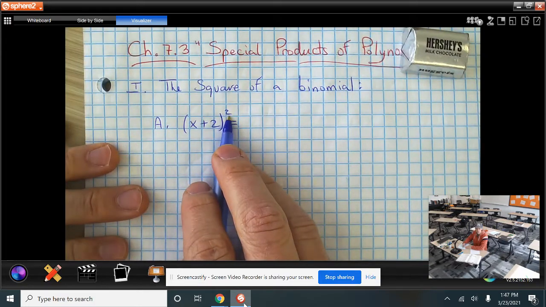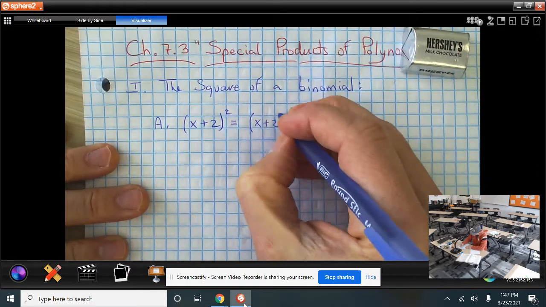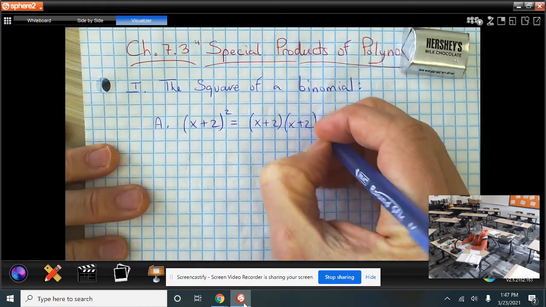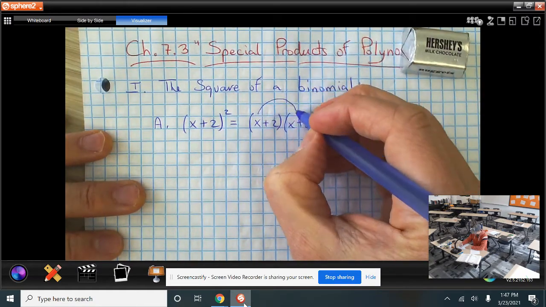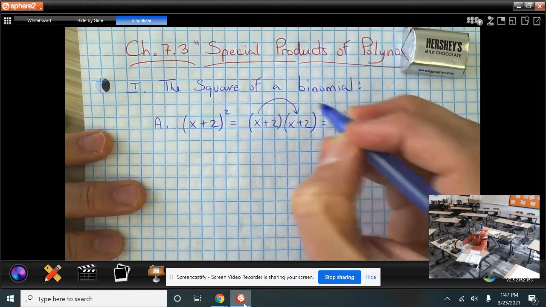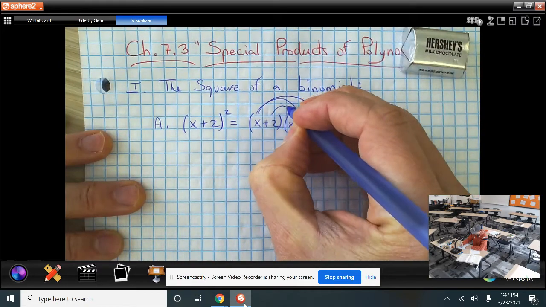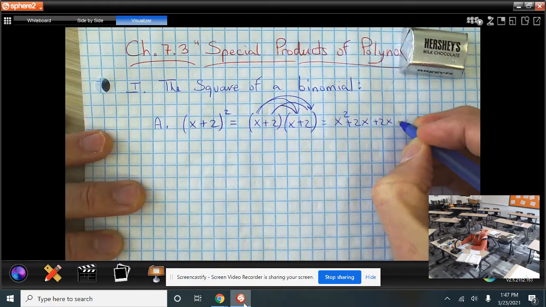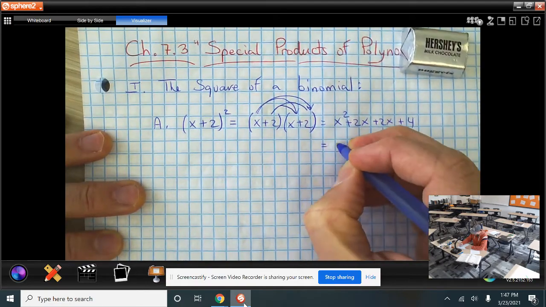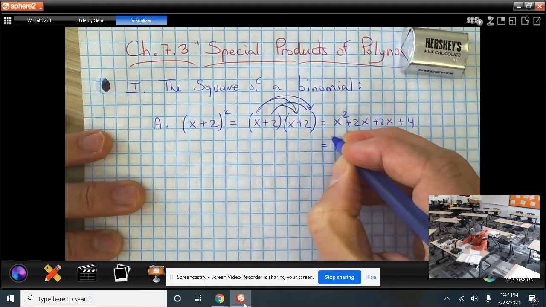What you really need to do is this, and I think it'll make sense once you see it. Squared means that you're multiplying the base times itself. So really, this means x plus 2 times x plus 2. And of course, once you have it written out like this, you already know what to do, don't you? You do x times x is x squared. X times 2 is 2x. 2 times x is 2x. And 2 times 2 is 4. So your final answer is x squared plus 4x plus 4.